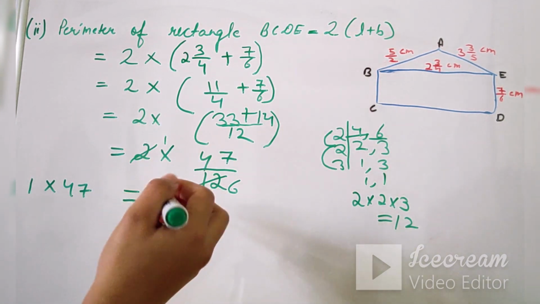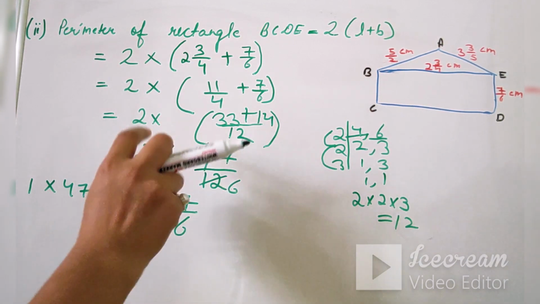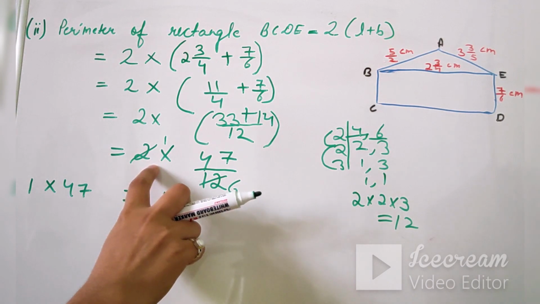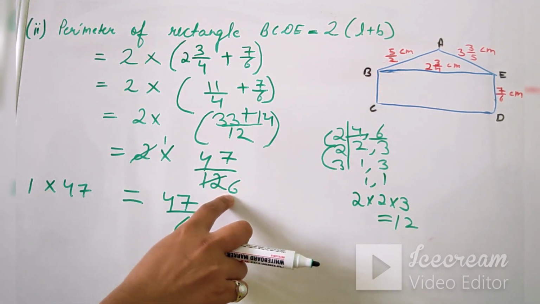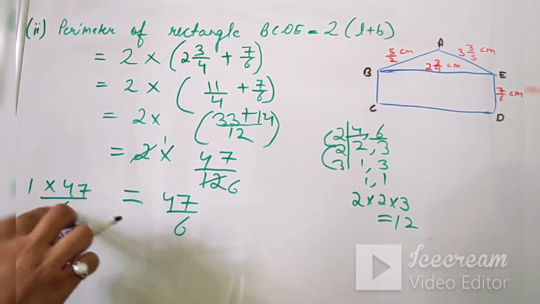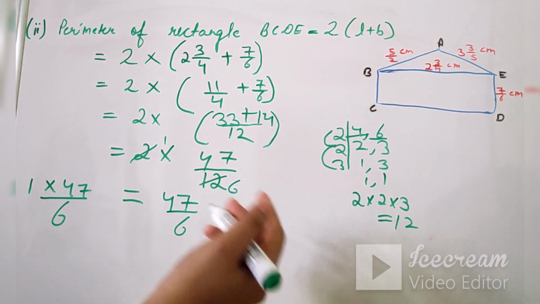मैंने पहले रूल भी कराया था कि जब भी कोई होल नंबर फ्रैक्शन से मल्टीप्लाई होता है तो होल नंबर जो होता है वो न्यूमरेटर से मल्टीप्लाई होता है. सो 1 विल बी मल्टीप्लाई बाय 47, डिनोमिनेटर एज इट इज आता है. ठीक है, तो उसके बाद ये आ जाएगा 47 by 6. यू कैन फर्दर कन्वर्ट इट इनटू मिक्स फ्रैक्शन.